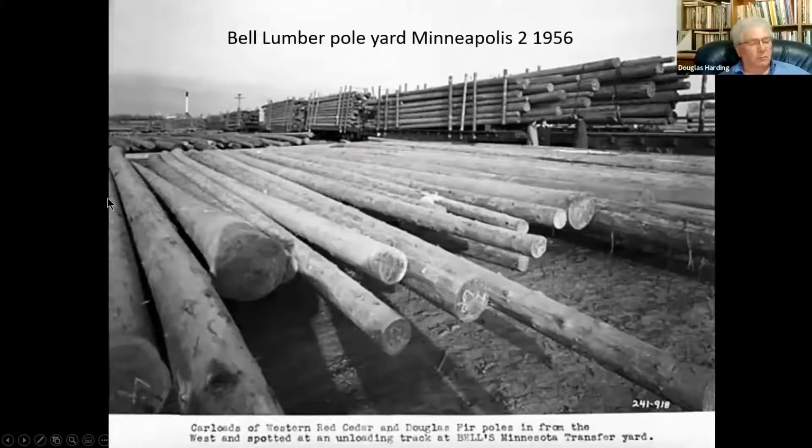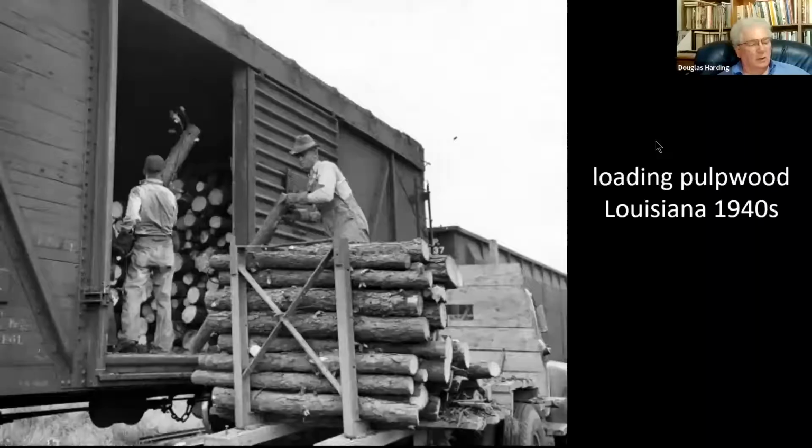Of course, there's also poles. Here's some red cedar and Douglas fir poles from the Pacific Northwest being unloaded in Minneapolis back in 1956. And then, of course, we have things like pulpwood. Here's some pulpwood being loaded into a boxcar. Those of you in Wisconsin are familiar with pulpwood being loaded into gonds on flat cars or end beam or bulkhead flats. But here we are with a boxcar being loaded with pulpwood.